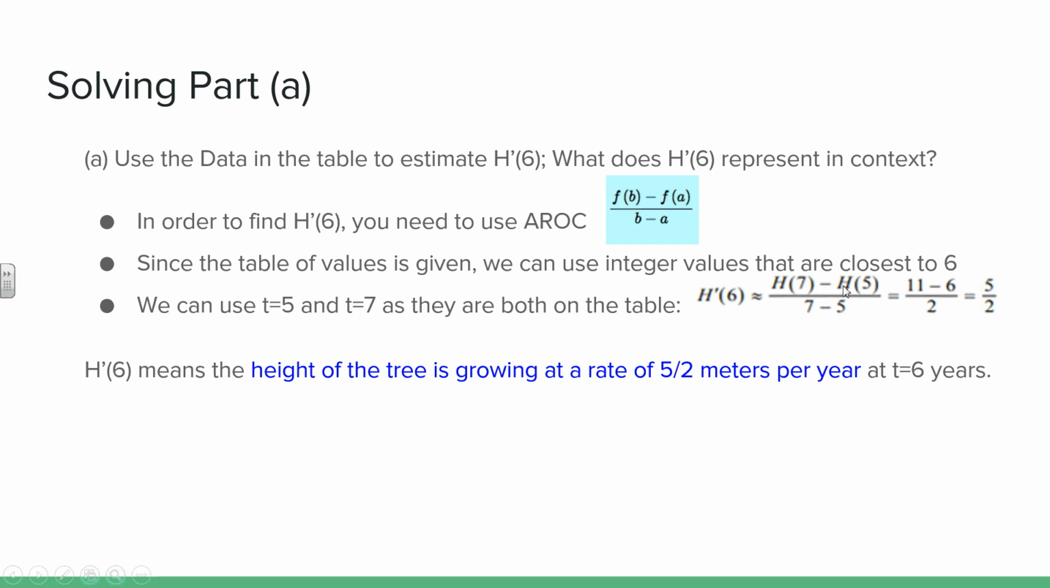Now, the y values are in meters, and the x values, or the time values, are in years. So this would be 5/2 meters per year. And because this was a positive number, it means that the height of the tree is increasing or growing. So the height of the tree is growing at a rate of 5/2 meters per year at t equals 6 years. Remember that when you're explaining the meaning of something, you want to use MUT. Meaning, units, and time. And all three have to be included in your explanation.